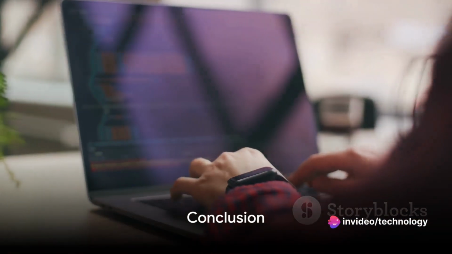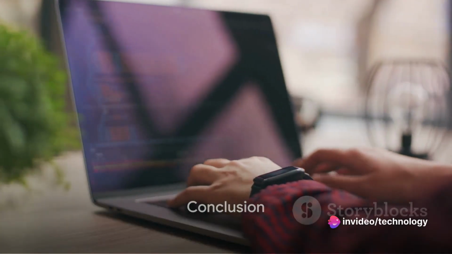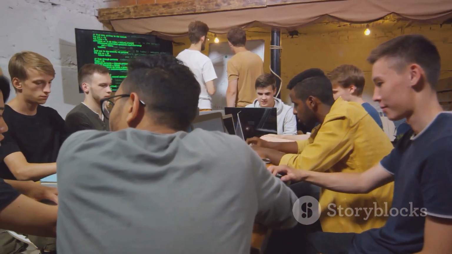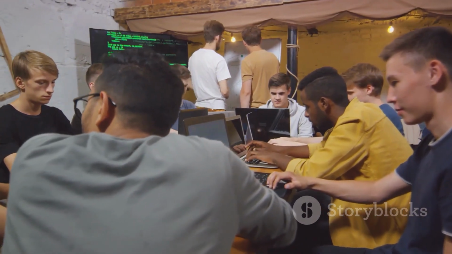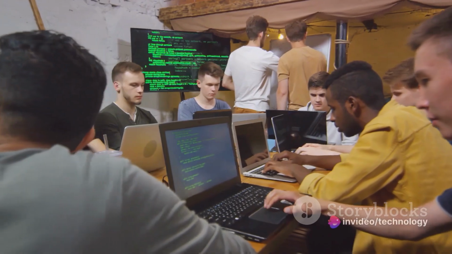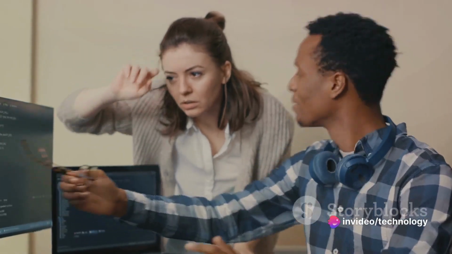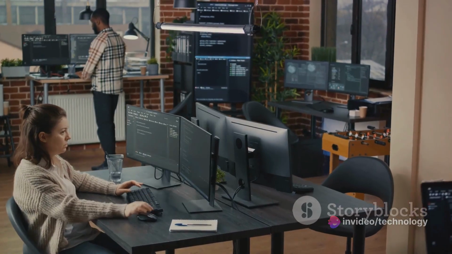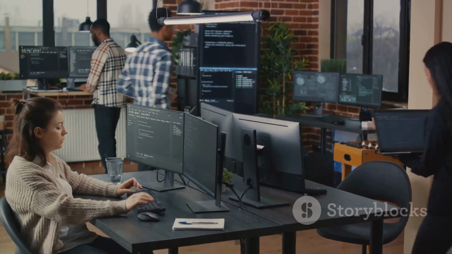So now you know what coding is and how it powers your favorite apps and websites. We've journeyed through the basics of coding, discovered its immense power, and even explored ways to kickstart your coding adventure. Remember, coding is an immensely rewarding skill with endless possibilities. It's your ticket to creating, innovating, and solving problems.